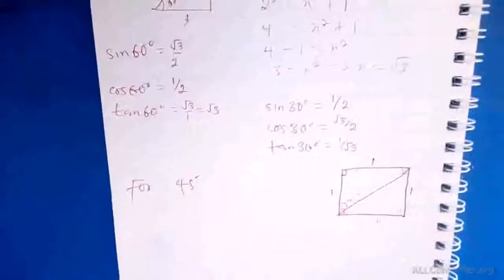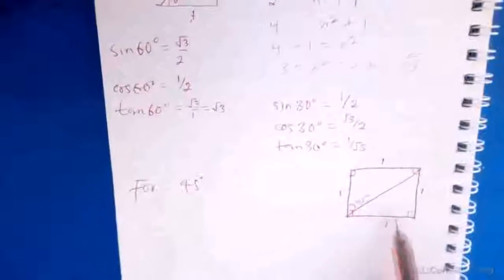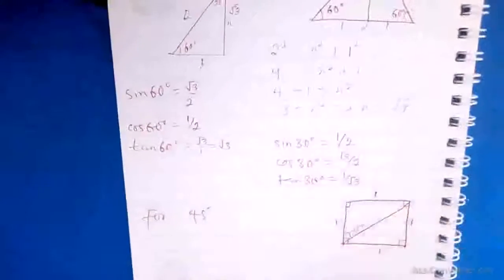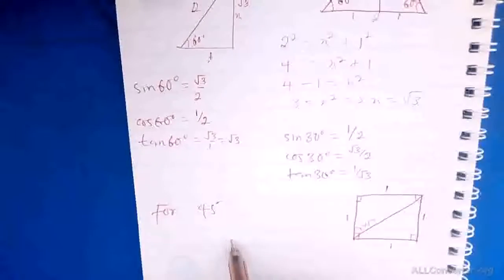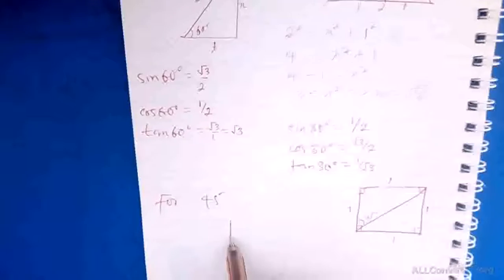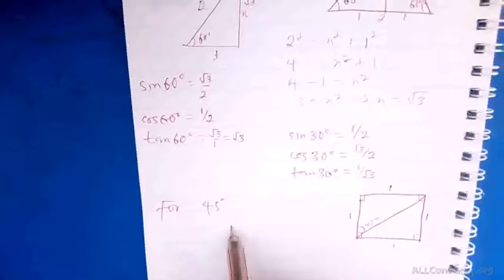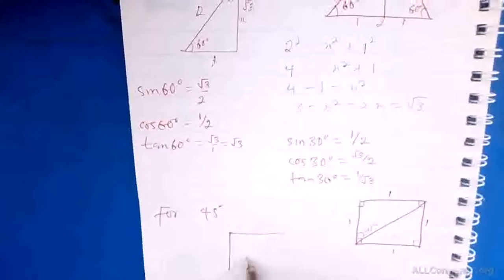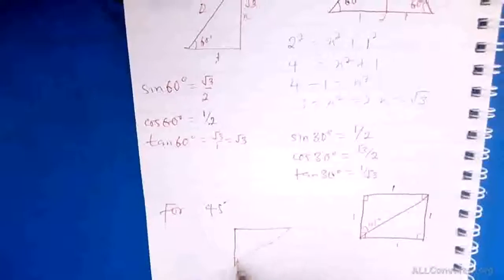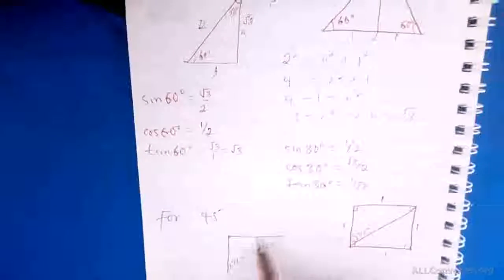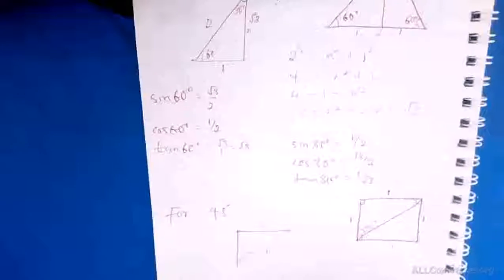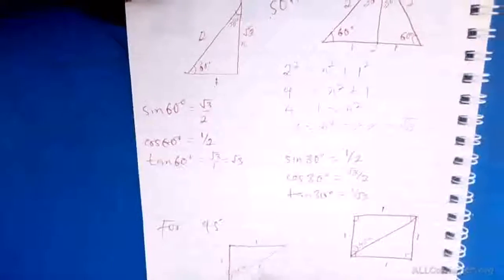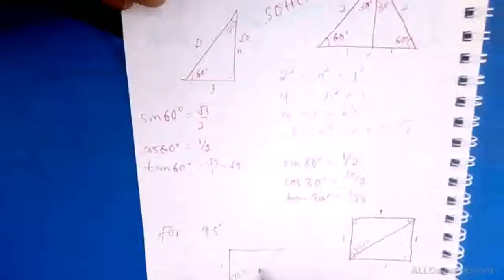45 degrees. If this angle is 45 degrees, then let me take this triangle to see what we have. You can have this situation like this one, but we cut it, and we have this kind of situation. Therefore, here is 45, here is 1, here is 1. Okay, here is 1, but we don't know this one. Let this one be x.